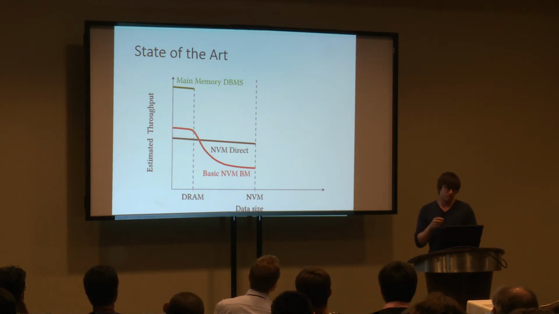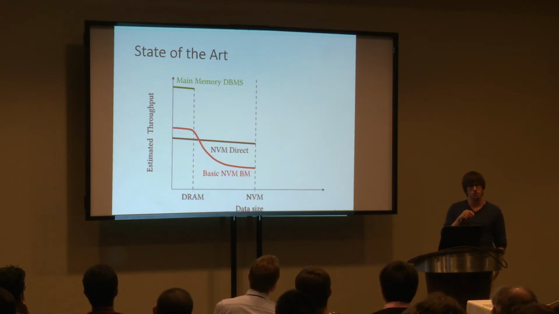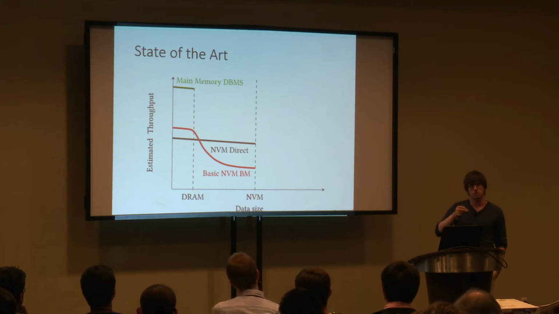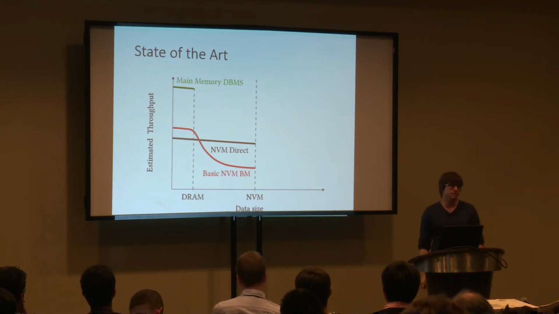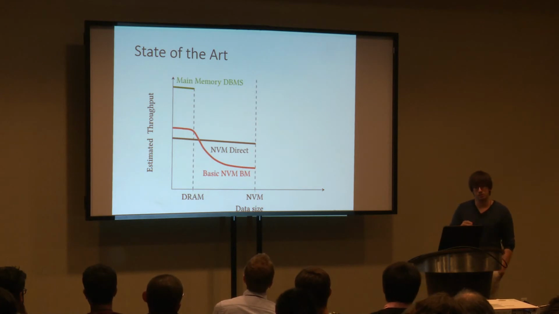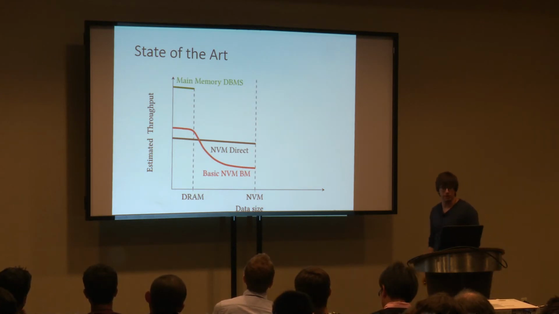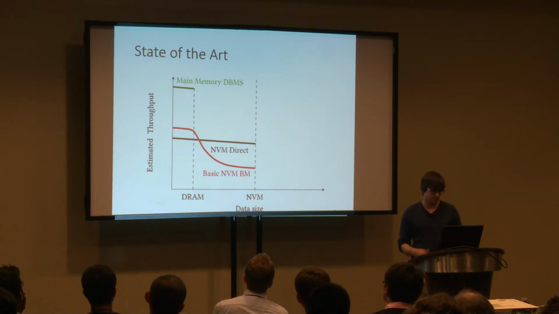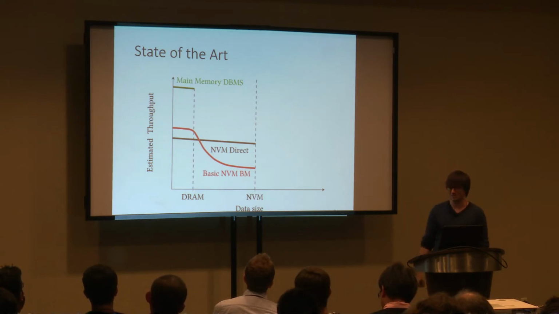Why is that? In the non-volatile memory direct system, if you access a single tuple, you simply go to non-volatile memory and load this tuple. So you load this one cache line. However, in the NVM buffer manager case, you would load an entire page. So this is, what, 16 kilobytes. So you take a huge performance hit, and we estimate this here.